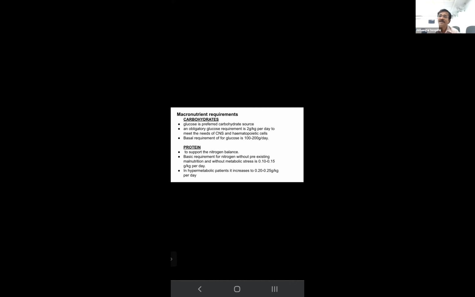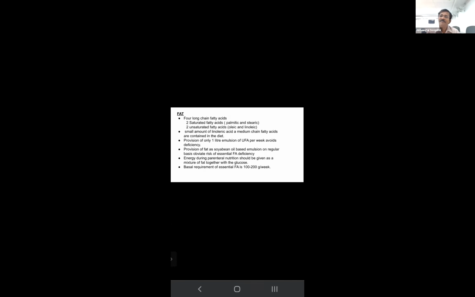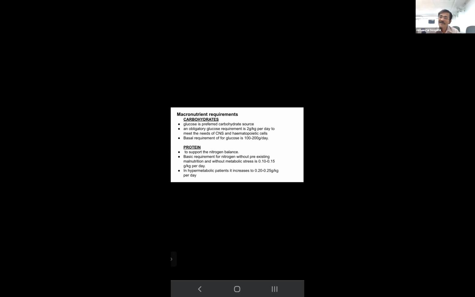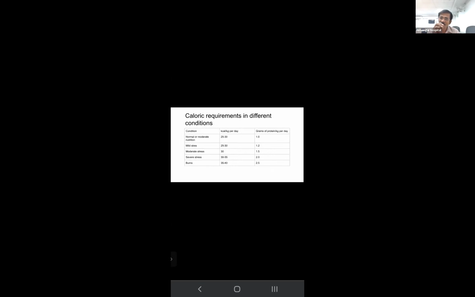The previous slide you mentioned, normal situation, 1 gram per kg body weight. Depending on the degree of stress, the protein will increase. And again, I'm saying that this protein is not for caloric calculation. This protein is for bodybuilding.